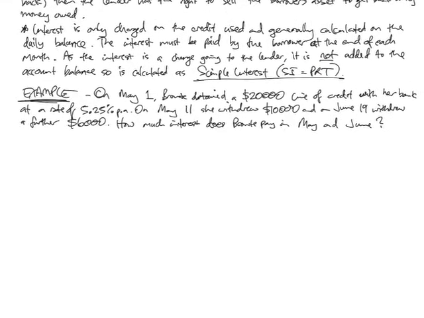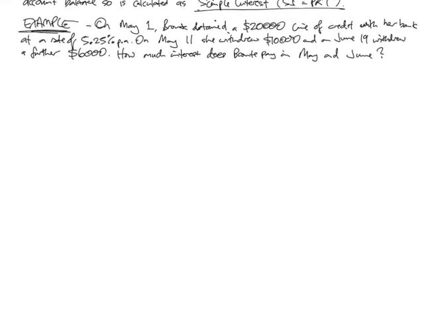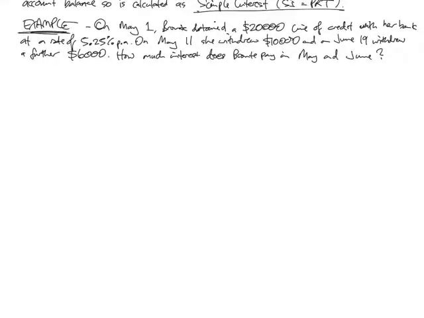So let's run through an example so you see how this works. On May 1st, Bronte obtained a $20,000 line of credit. It's not telling you what she's risked for that, but obviously something worth $20,000. She's opened a line of credit with a bank at a 5.25% per annum rate. On May 11th, she withdrew $10,000, and then on June 19th, withdrew a further $6,000. So how much interest does Bronte pay in May and June? Remember, they have to pay interest at the end of each month.